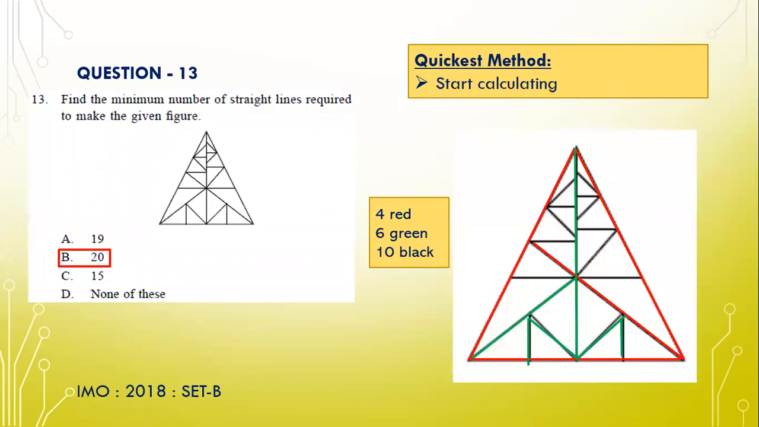Next one, find the minimum number of straight lines required to make the given figure. Okay, so how many straight lines? So first is the bigger lines, 1, 2, 3 and 4. 4 big lines, so 4 red lines. 6 medium lines, so 1, 2, 3, 4, 5 and 6 in it. 6 green lines and rest of the black lines. So 1, 2, 3, 4, 5, 6, 7, 8, 9 and 10. 10 black lines. 6 plus 4 is 10. 10 plus 10 is 20.